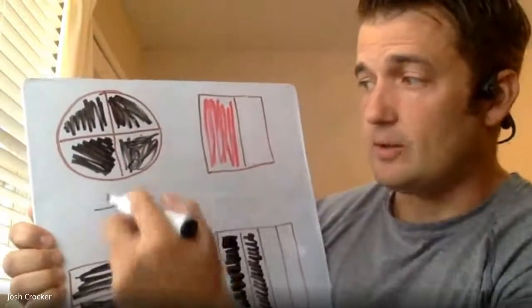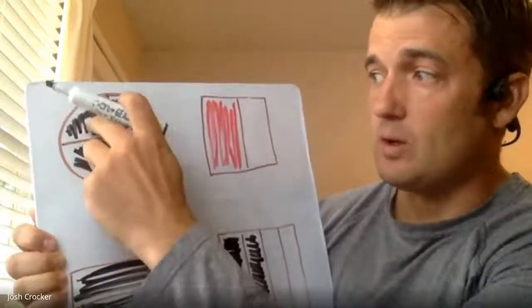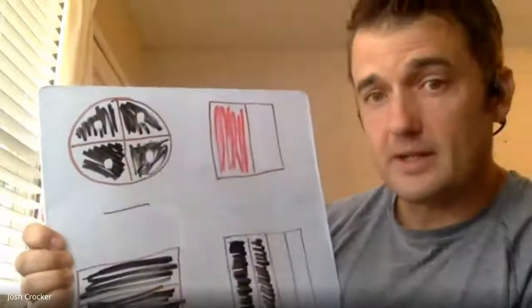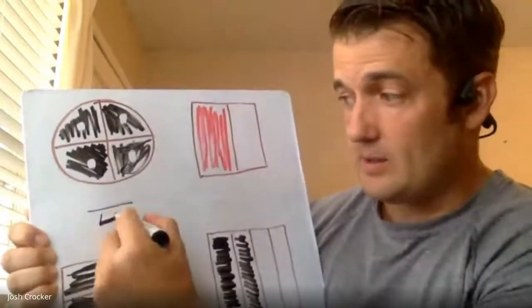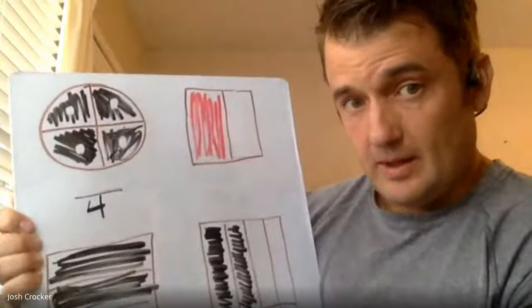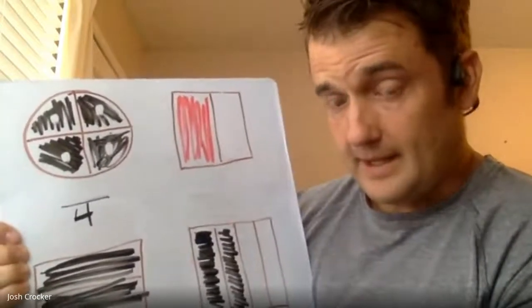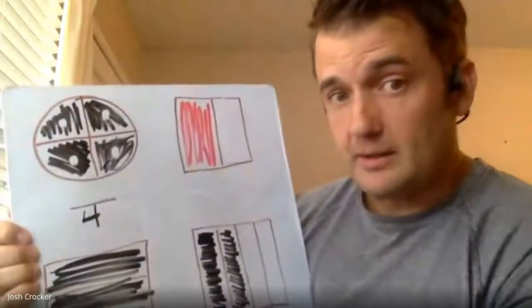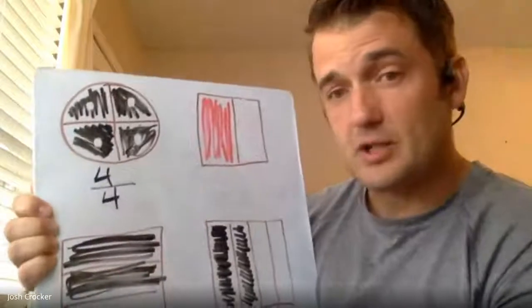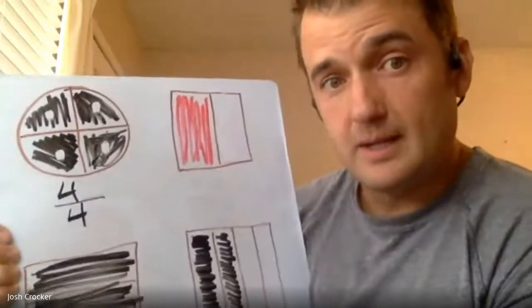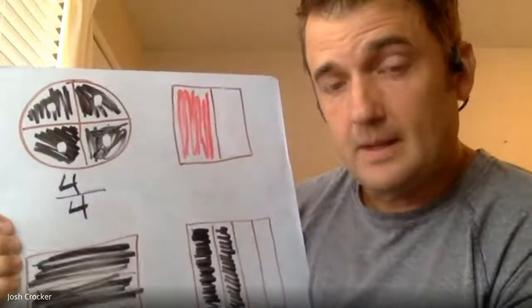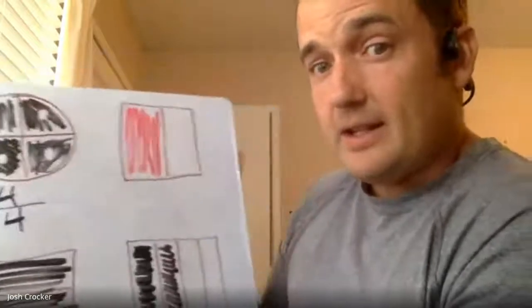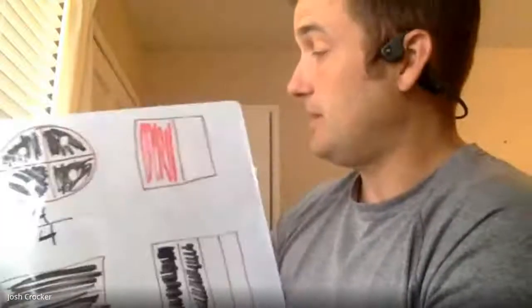So if we look at this picture, I see 1, 2, 3, 4 pieces total. That is always my bottom number, okay? And then the next question I would ask is, how many are shaded? Okay, and I see all 4 of them are shaded. So that fraction would look like that, 4/4. Okay, that's all it is.